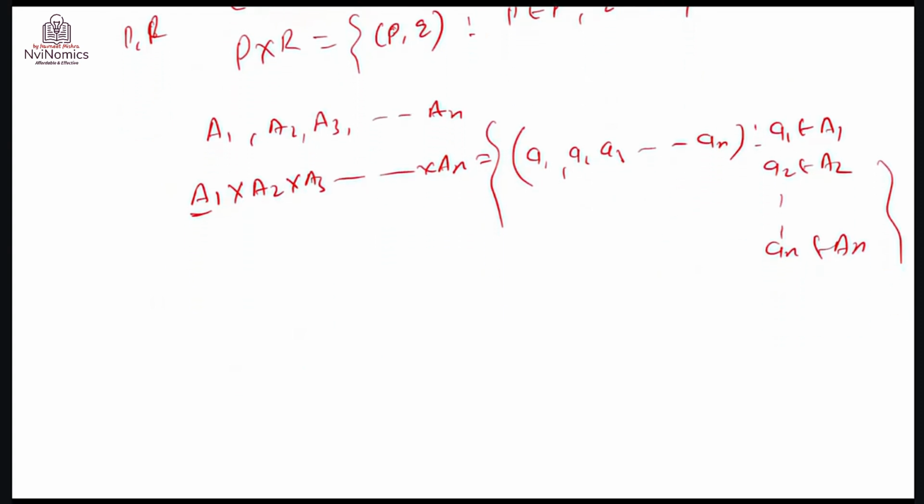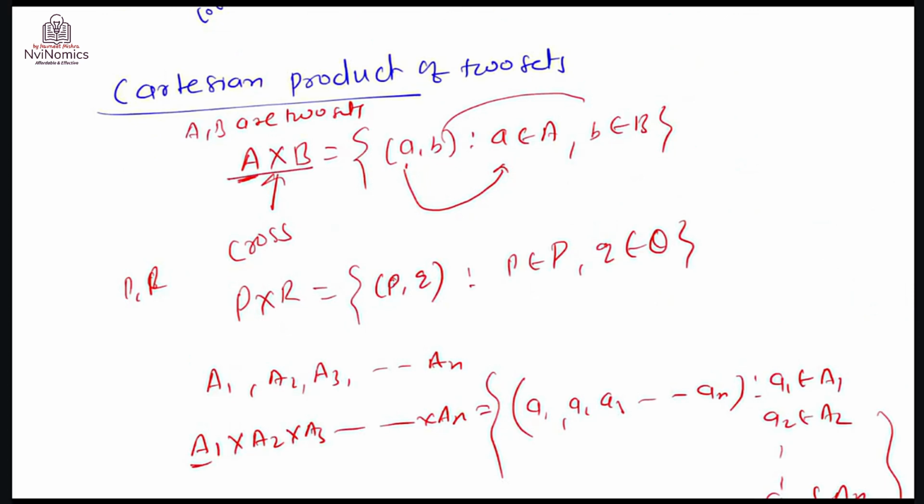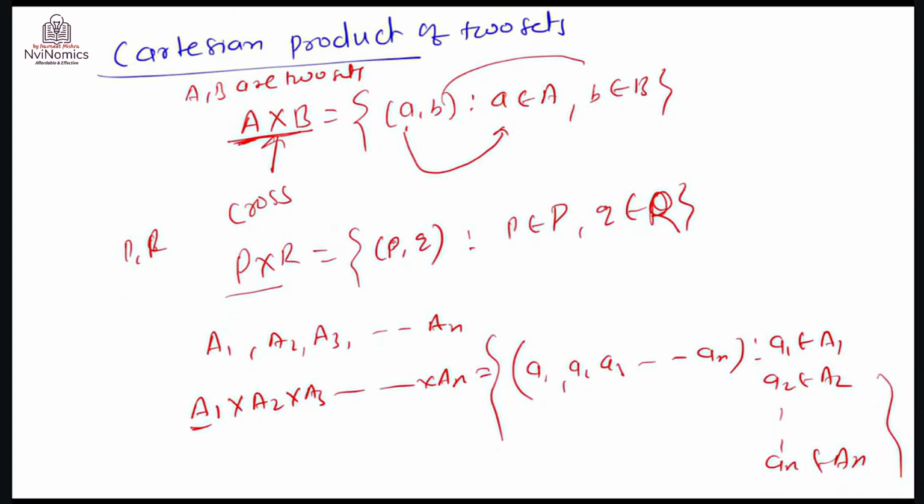Now we learn what is called the Cartesian product. First, we'll consider two examples. Here there are two sets, P and R. Its element is going to be (p, q), where p is an element of P and q is an element of R. Sorry, here I should write R, not Q. Here a belongs to A and b belongs to B.